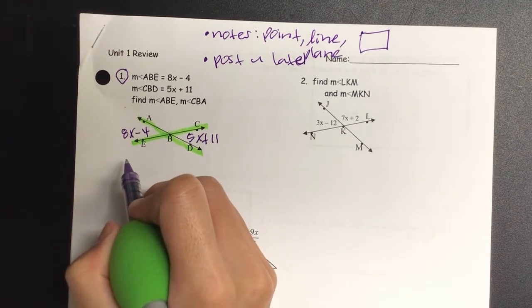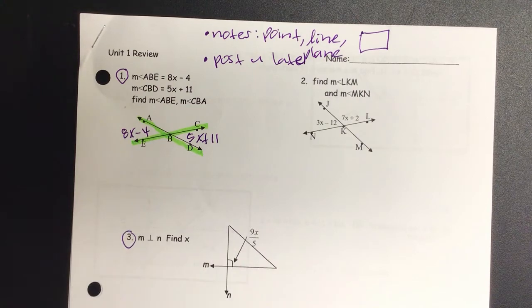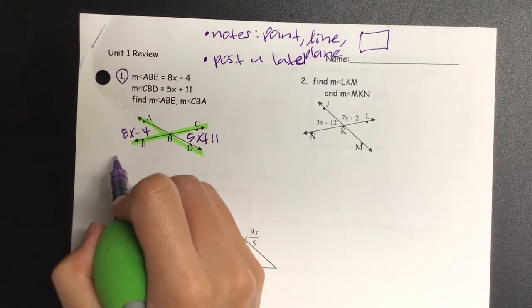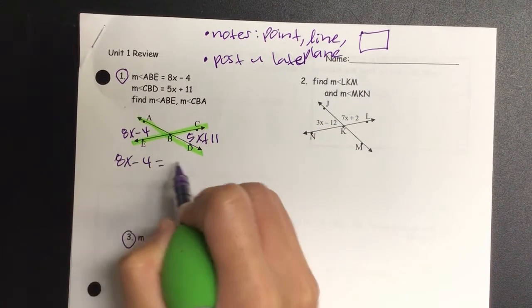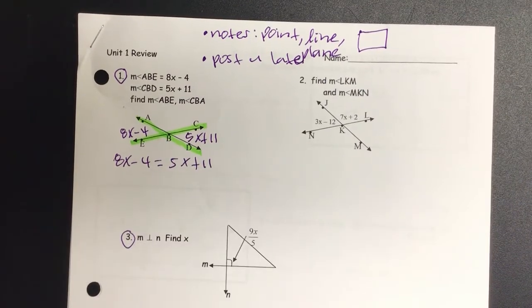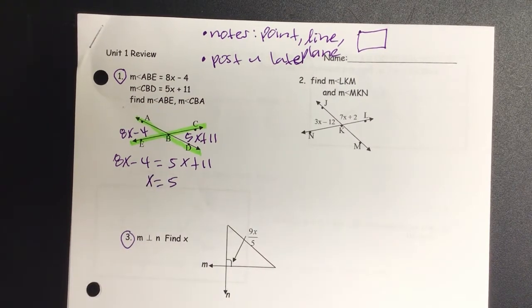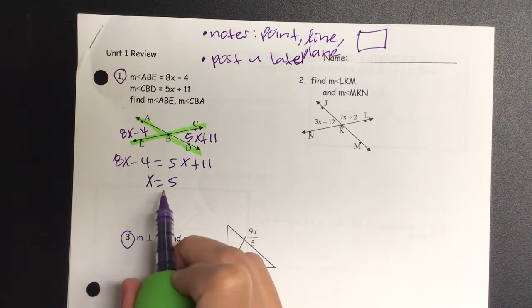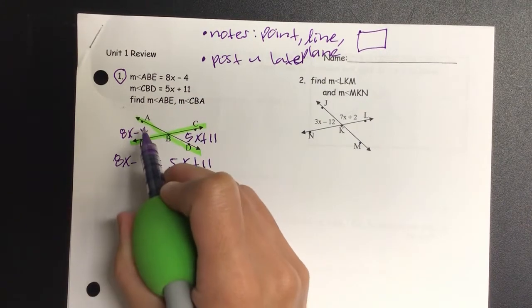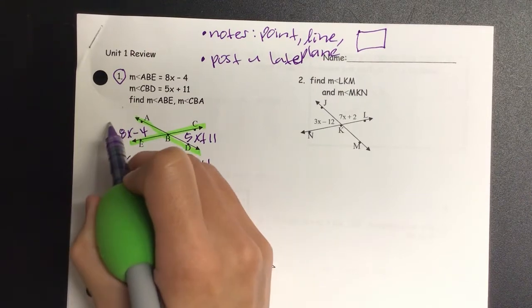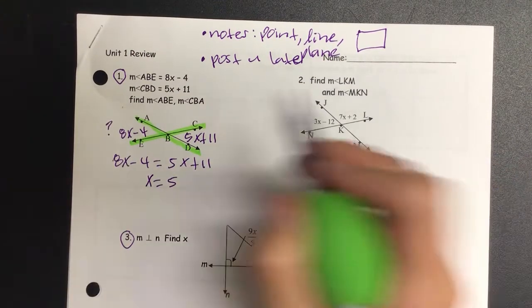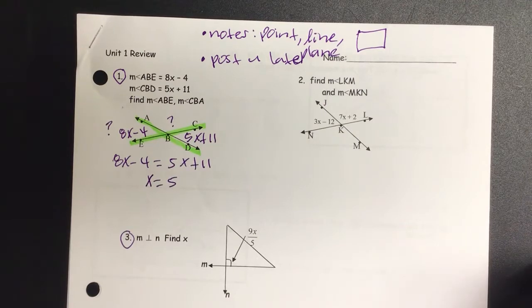Because they are congruent, do I add them or do I equate them? Equate them. So I have 8x minus 4 is equal to 5x plus 11. And when I do my algebra 1, hopefully your answer should be x equals 5. Now, x being 5 is not the final answer. It says to find ABE. So ABE is right here. And then it says find CBA, which is right here. So the first thing that we should do is use 5 in where?